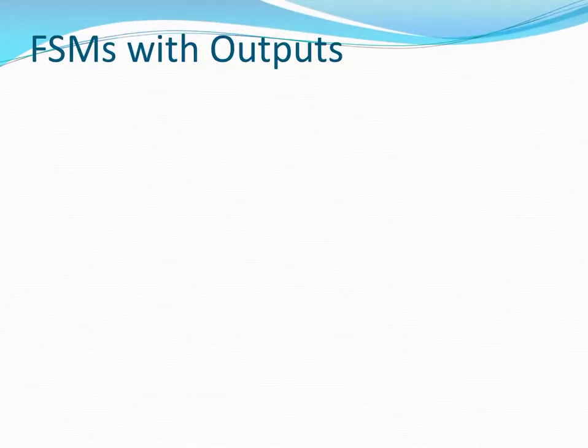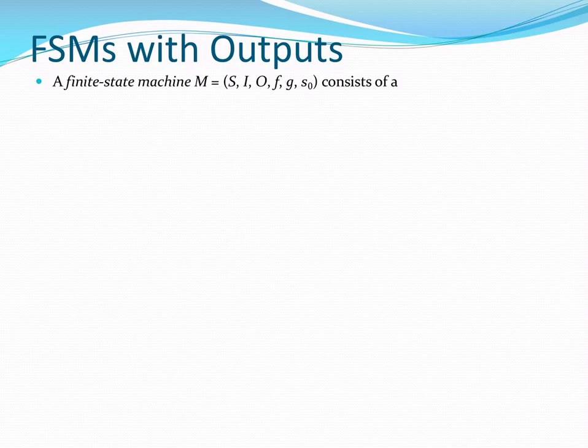This is Rosen 13.2 on finite state machines with outputs. Here we discuss the more formal definition of an FSM. A finite state machine is a six-tuple. It takes six things to define it.